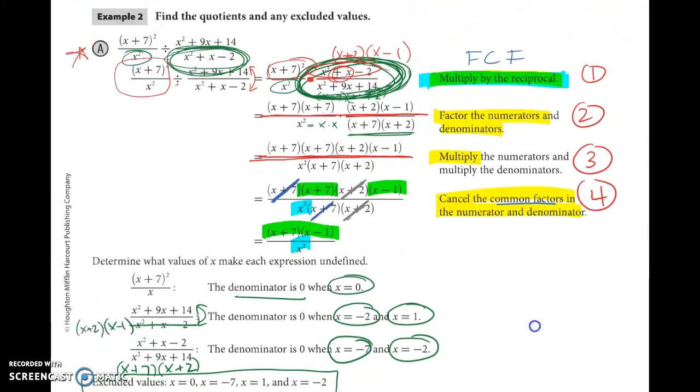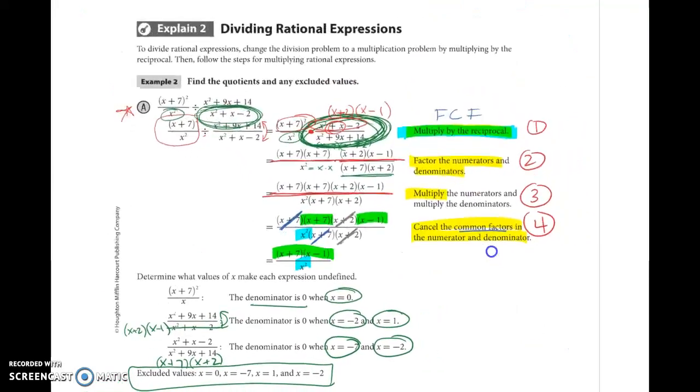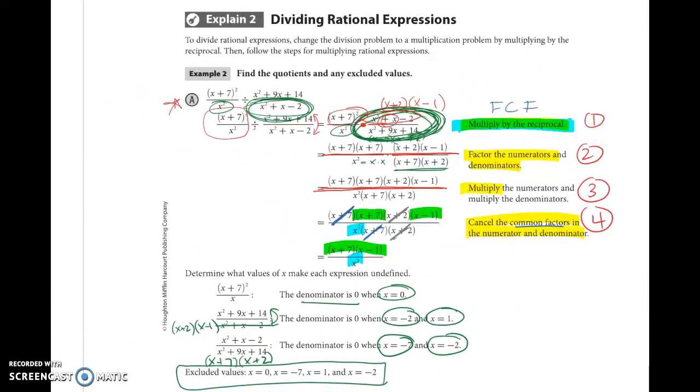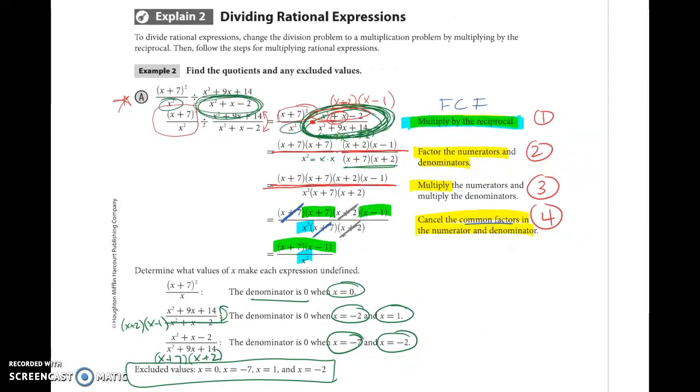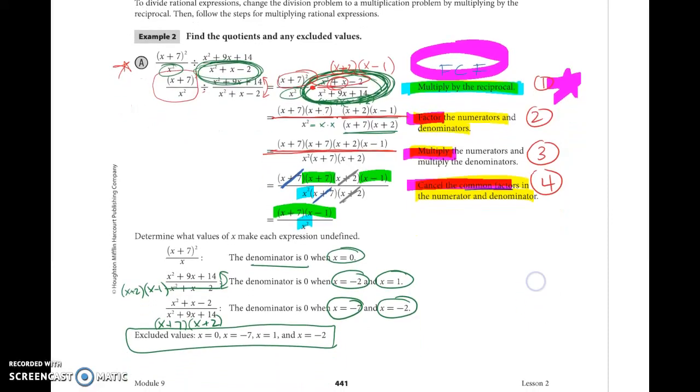So a quick little recap. When we are dividing, the only different step is that freeze change flip, or that you multiply by the reciprocal. And then after that, you're just going to factor, multiply straight across, and cancel your common factors. For excluded values, you have to set your denominator equal to 0. Just don't forget, we flipped one of our fractions, so we have to include both those denominators.